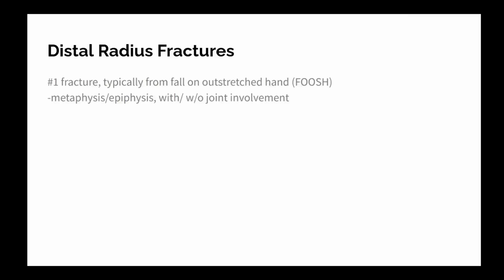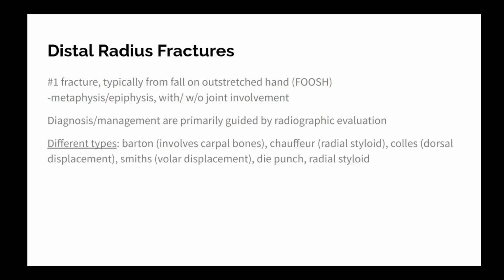Let's talk about these distal radius fractures. So that's the number one fracture in all adults, typically from falling on an outstretched hand or a push injury. It can involve the metaphysis or the epiphysis, with or without joint involvement. Diagnosis and management are primarily guided by radiographic evaluation. For some fractures, X-ray is great, and distal radius fractures are a good example of that. There are many different injury patterns.